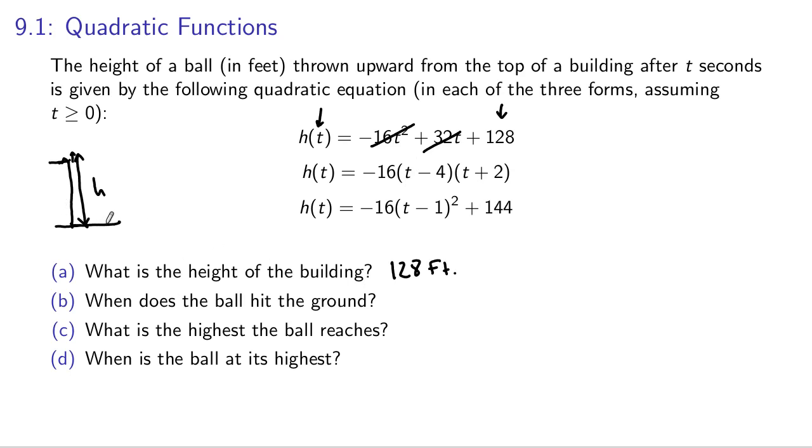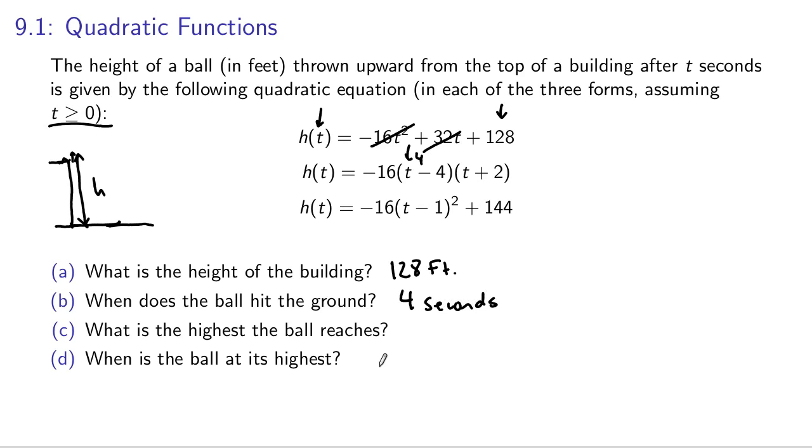When does the ball hit the ground? That would happen when the output is 0, which is when the graph touches the horizontal axis, a zero point. So when t is -2, we get a 0. That's not interesting because t has to be positive or 0. But when t is 4, we have 4 minus 4, which is 0. So at 4 seconds, the ball hits the ground.